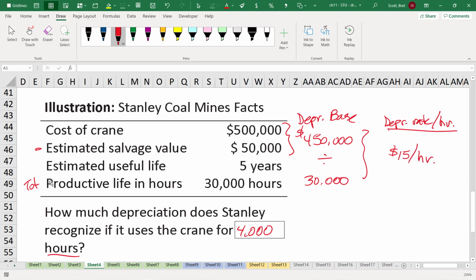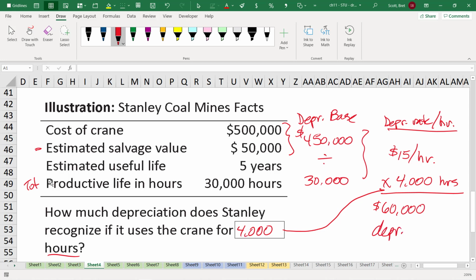Cool. So what do we do when we calculate that? We multiply that by the actual hours that we use the machine. So in this case, if I run the machine for 4,000 hours, how much depreciation has been incurred from using this machine? Another way of looking at this is saying how much wear and tear has occurred in the machine. In this case, we can say $60,000 of depreciation. And that's it. That's how you do the units of production method.